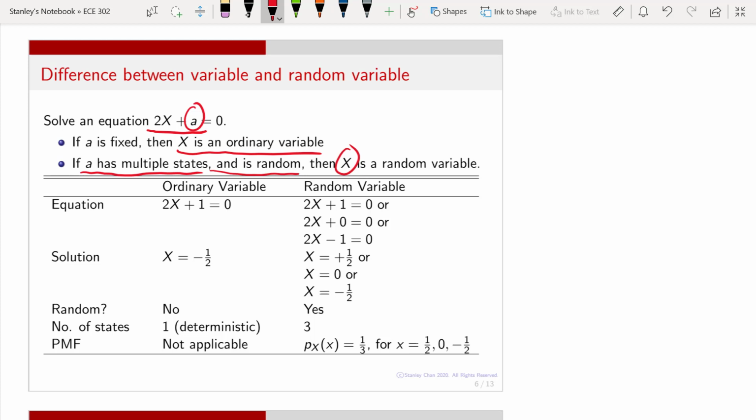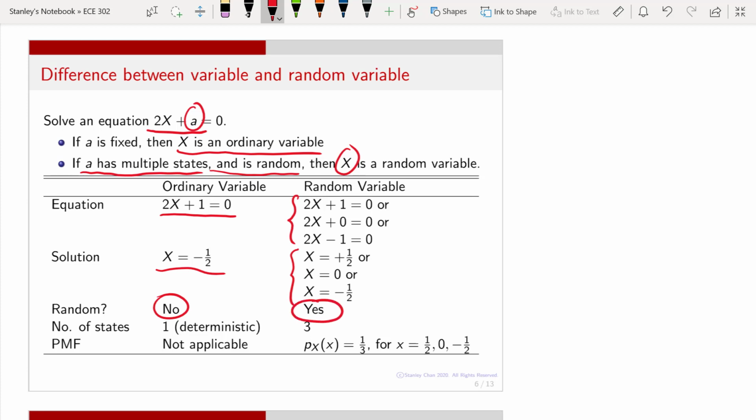But just to clarify the difference between an ordinary variable and a random variable, you can see that the equation that will govern the case here is 2x plus 1 equals 0. So I'm just putting a equals 1 as a particular example. And here, you can have three different equations. And depending on what a you're choosing, you can have different solutions. All right, so is there any randomness? There is no randomness associated with this ordinary variable case.